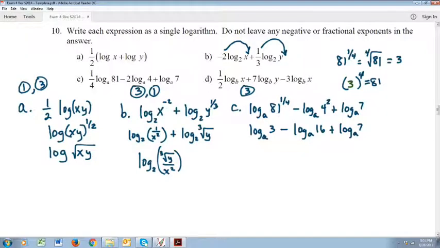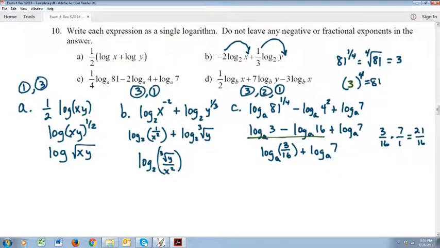So now if you look at the first 2 logs there, we can use the quotient rule. So let's go ahead and do that. We can write it as the log base a of 3/16, and then plus log base a of 7. And now finally we can use the product rule. Notice that 3/16 times 7 is actually 21/16. So this final answer is a log base a of 21/16.